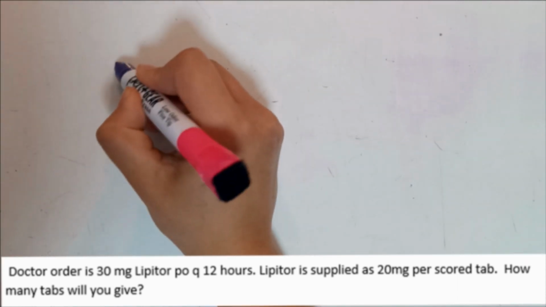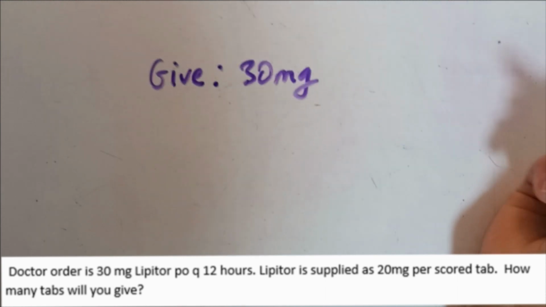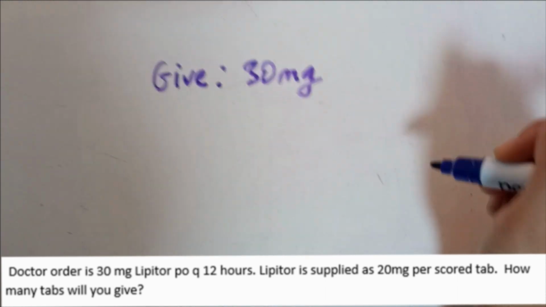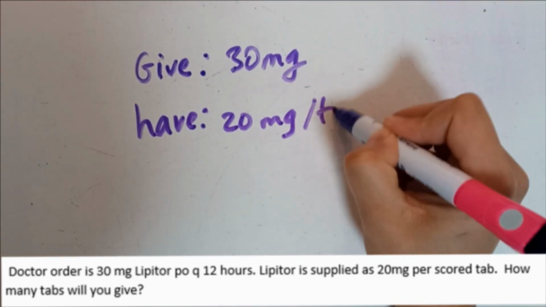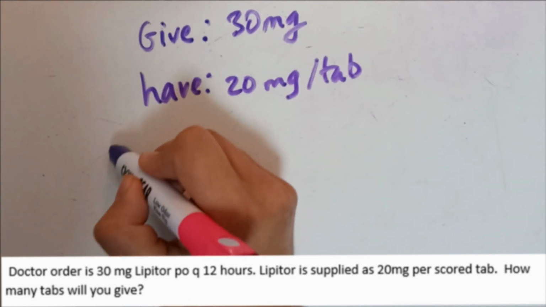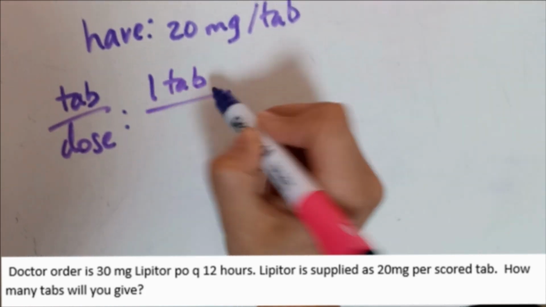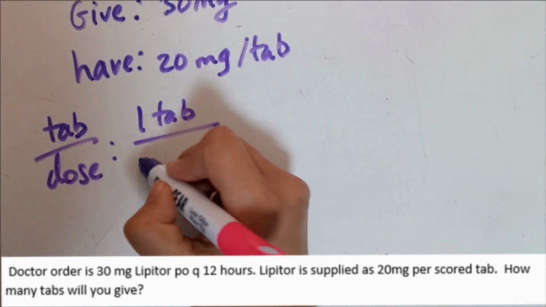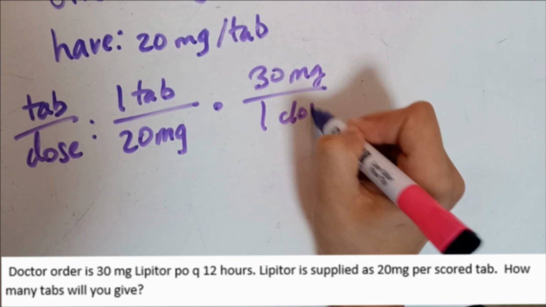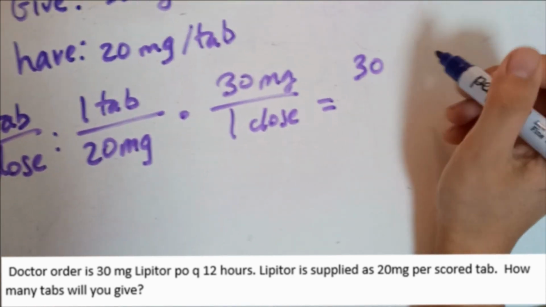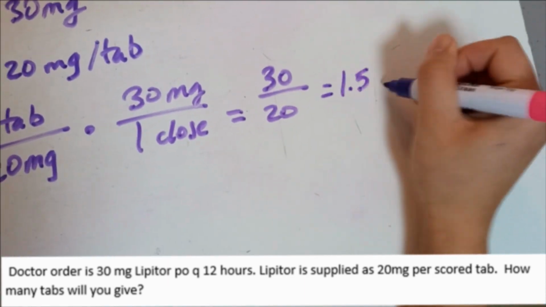So here they said you need to give 30 milligrams to your patient. The hours is not important because they didn't ask for the total day. They're just asking this dose right now. And then you have 20 milligrams per tablet. You're trying to find tablets per dose. So you have 1 tablet, because we're matching the units, has 20 milligrams, but we need 30 milligrams in 1 dose. So now if we do the math, we have 30 divided by 20, and that'll give us 1.5 tablets.